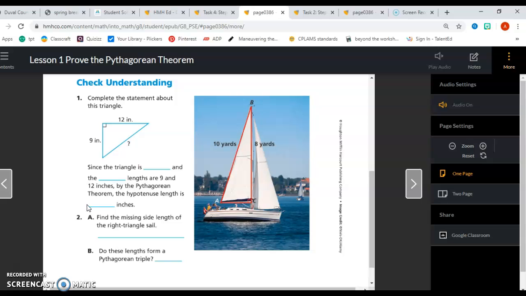For number 2, A and B, it's asking you to use the measurement of the sailboat for your a squared plus b squared equals c squared equation. I think the equation on your worksheet is a little bit different from the one that's on my computer screen right now. You should have a height of 12 and a hypotenuse of 13. And it's asking you to find the missing side length of the base b. After you find that missing side length, ask yourself, is it a Pythagorean triple?